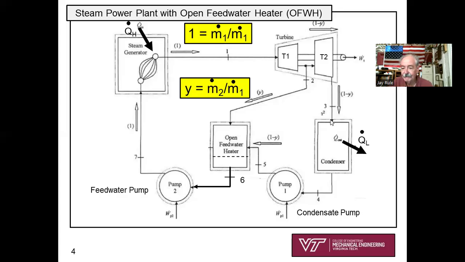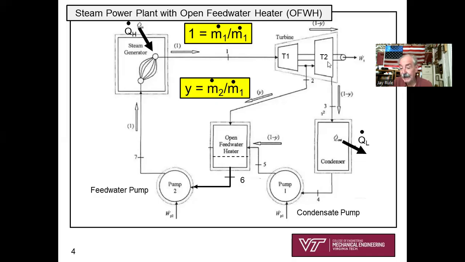Do you see that this extraction point is at a higher pressure than the condenser? This extraction point is very important to recognize. Do you see that it's a split in the piping? Some of the flow leaving turbine one is coming down to what's called an open feed water heater. The rest of the flow is going to turbine two, where we're going to make more power.